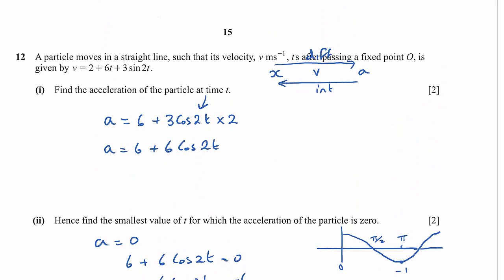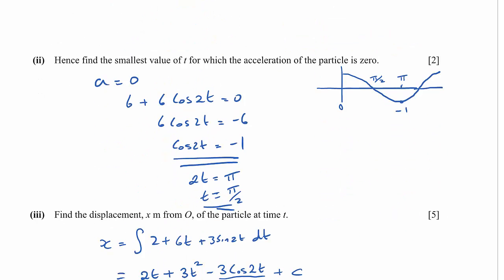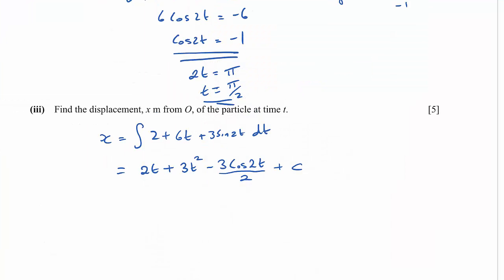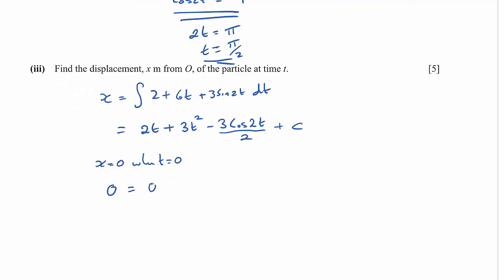And we know that if it passes the fixed point O at the beginning, in other words, x is 0 when t is 0. Sorry about that. So x equals 0 when t equals 0. And so 0 is equal to 2t, that will be 0, 3t squared, that'll be 0. And the cosine of 0 is 1, so it's take away 3 over 2 plus c, and that tells me that the constant is 3 over 2.